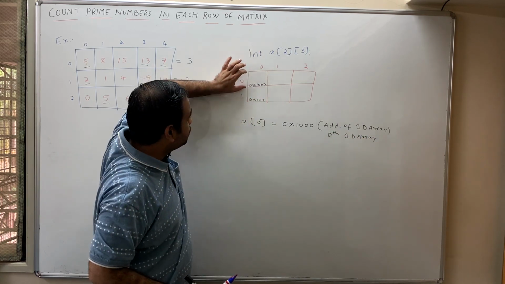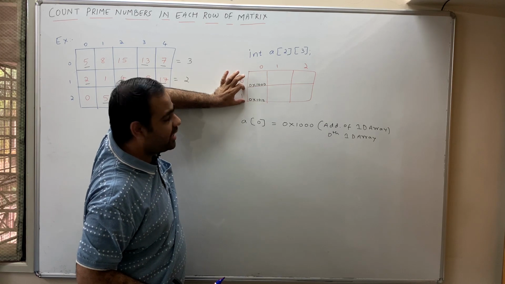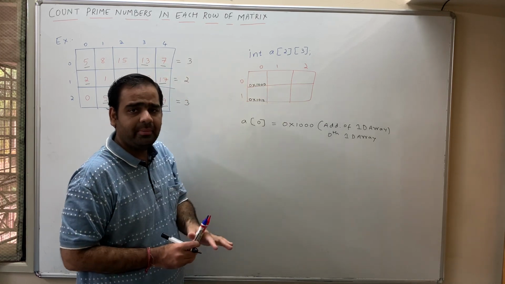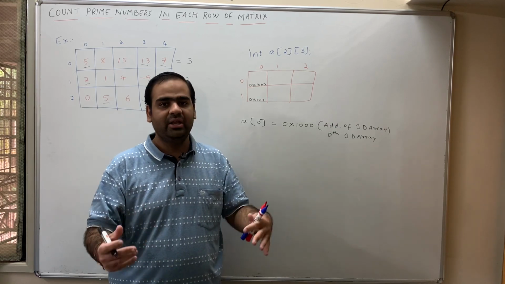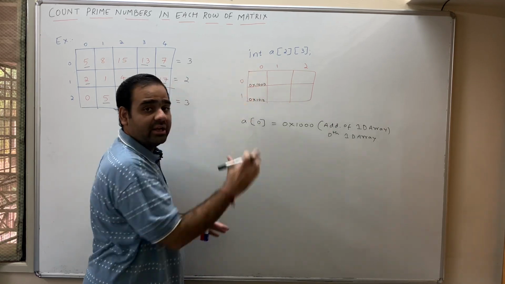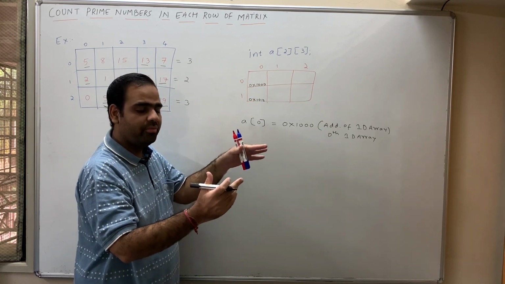See here, this is the 0th one-dimensional array, this is the first one-dimensional array, and there could have been a second one-dimensional array. Hence 2D arrays are called what? 1D array of 1D arrays. It is a 1D array, and a collection of so many 1D arrays forms a 2D array.